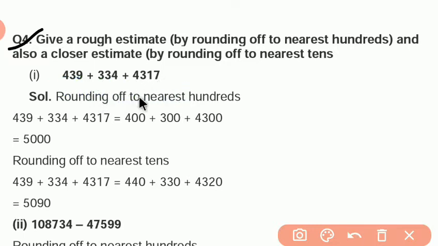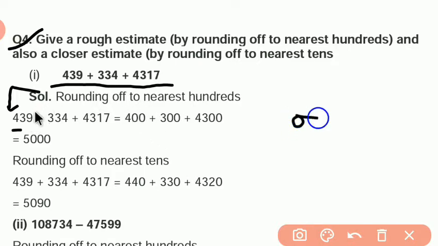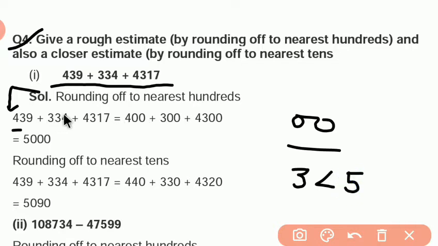First we'll round off these numbers to nearest 100. So rounding off to nearest 100. First number is given 439. For rounding off nearest 100, we have to see its tens digit. Tens digit is 3. And you have to replace 3 and 9 by double zeros. And we know that according to the rule of rounding, if tens digit is less than 5, so the 100 digit remains same. It means 4 will be as it is, 400 plus 334.